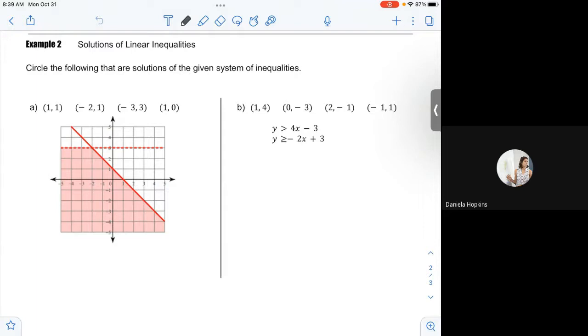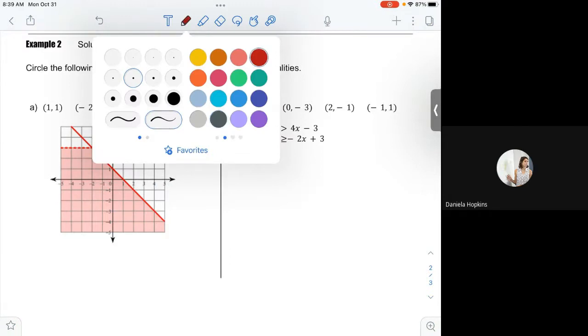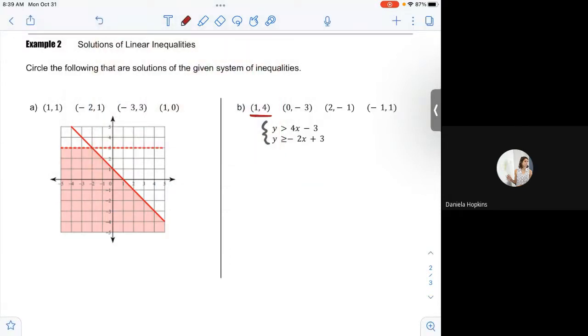So we have our system here. y is greater than 4x minus 3, and y is greater than or equal to negative 2x plus 3. This is going to be a bit of writing. We're going to plug in each point to see if it makes the system true or false. If it makes it true, that means it's a solution. If it makes it false, it's not a solution. I'm going to start by testing (1, 4). Remember, this is your x, this is your y.